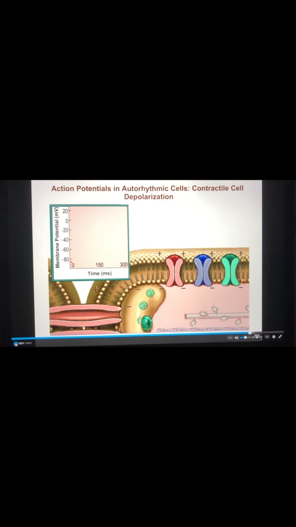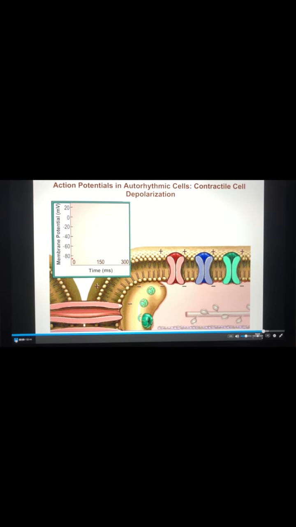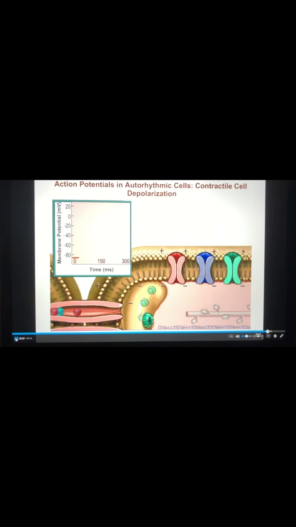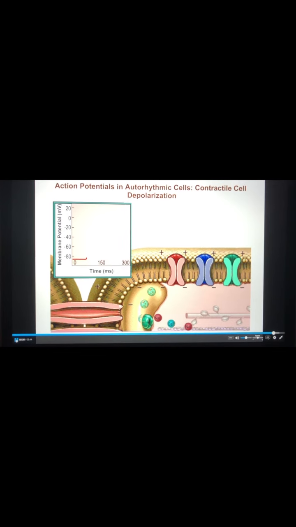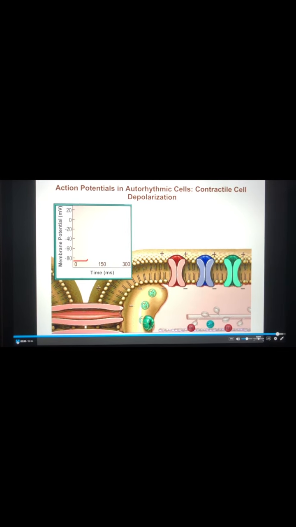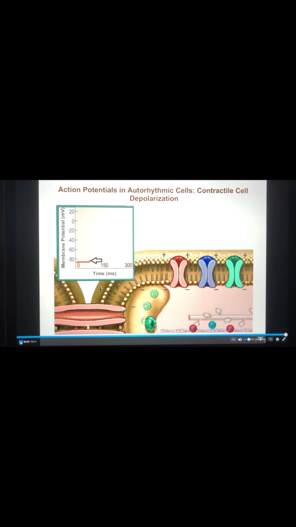During the depolarization in adjacent autorhythmic cells or contractile cells, a few positive ions move through the gap junctions into neighboring contractile cells. This entry of positive ions brings the membrane potential to threshold, triggering voltage-gated channels and initiates depolarization.